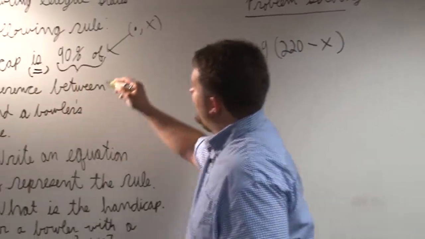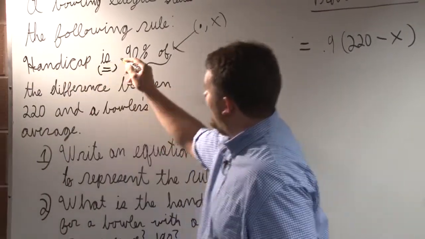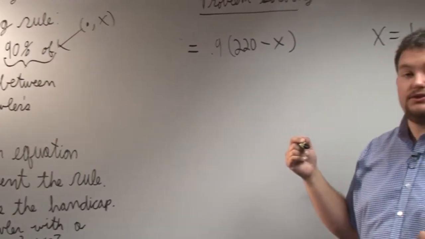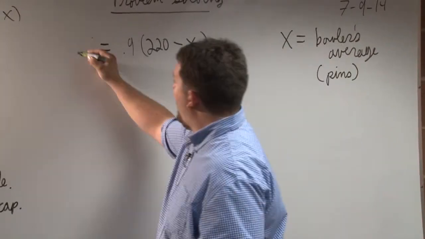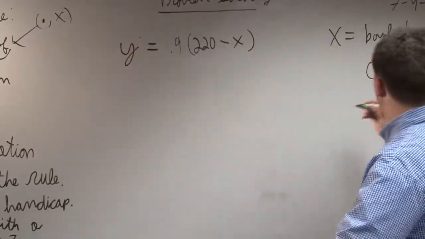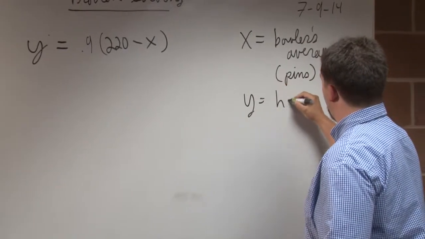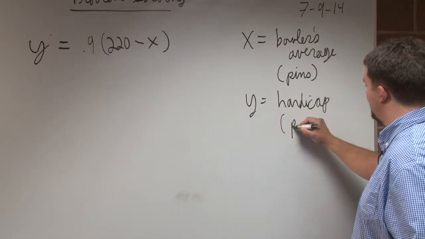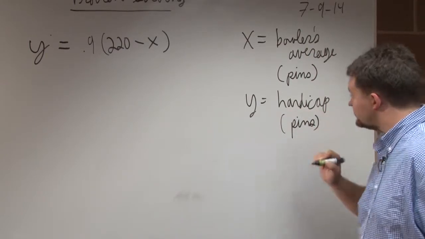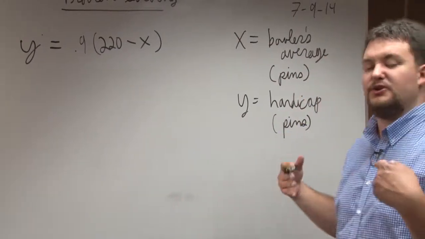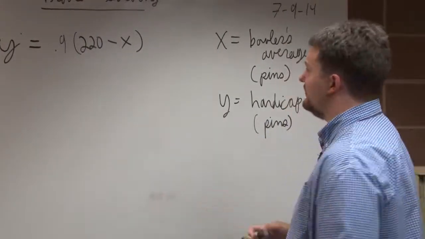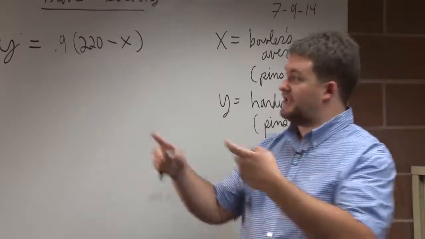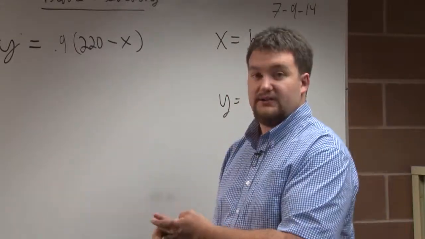So I've handled all that except for the very beginning. Handicap is. So if I've got an X for bowler's average, I might want to do Y for handicap. So then I'll come over here and I will call that handicap. Once again, that's going to be in pins, because you add the two together. They're supposed to be the same units. You can add stuff that have the same units together. And that's it. Bam, we have now gone through not only step one, understanding the problem, but we've also gone through the translation of the problem.